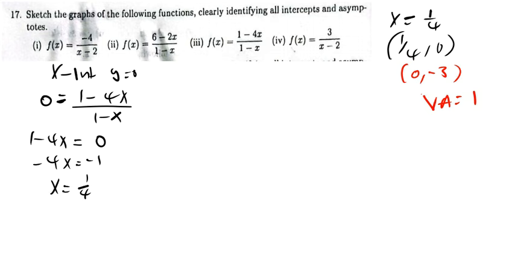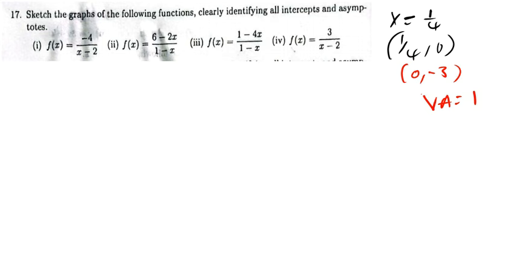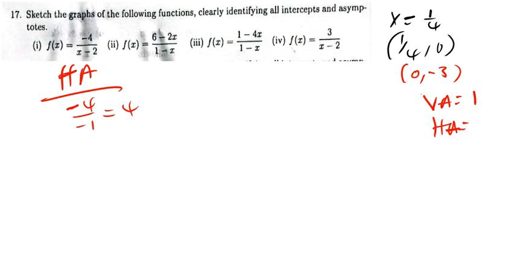Now let's find the horizontal asymptote. The function is not bottom heavy. The degree of x on the numerator and on the denominator are the same. Then what do we do? In that case, we just get the coefficients: negative 4 divided by negative 1. So it's 4. So the horizontal asymptote is 4. Done, right?